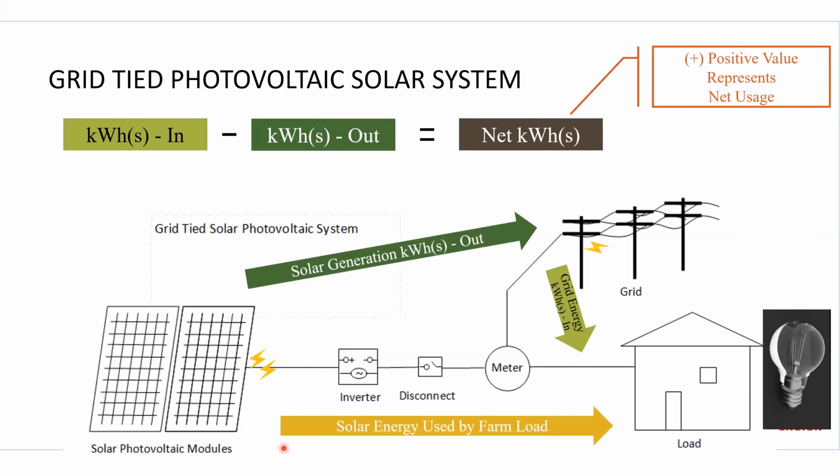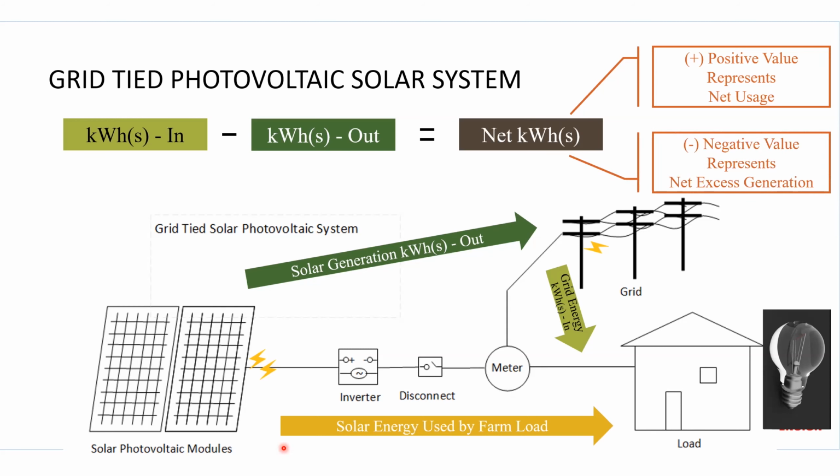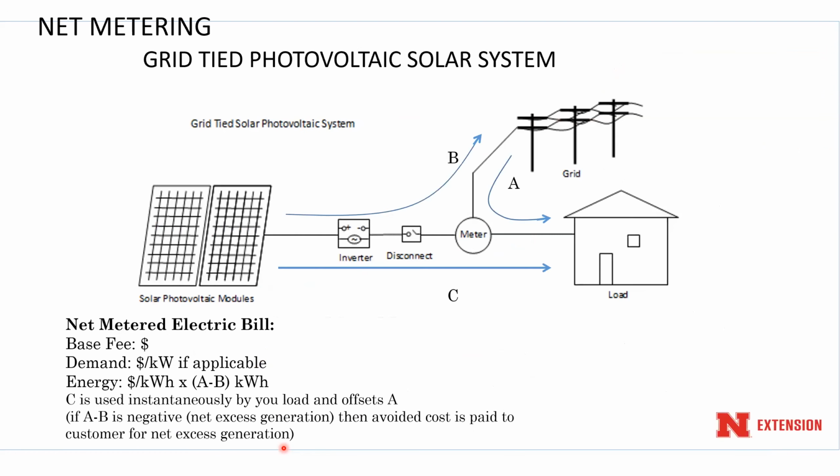In the case that it is a positive value, that means that we had more grid use than we had solar generation or excess generation, and we just pay for that net. And in the case of net metering, all that excess generation had retail rate. In the case that it's negative, then that represents net excess generation and gets paid out to us at avoided cost in the case of net metering.